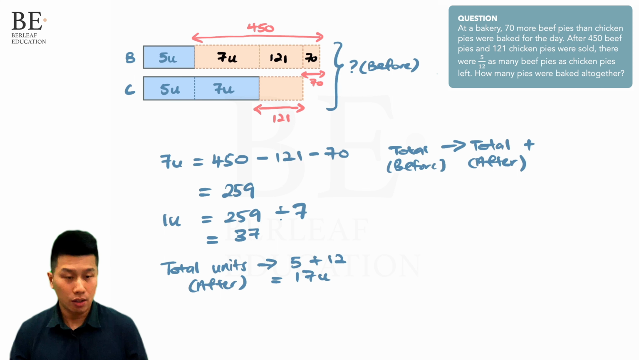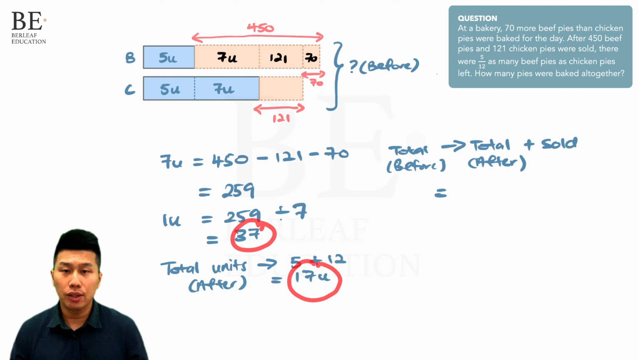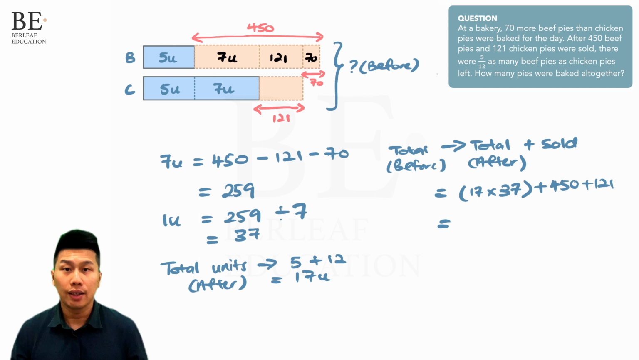Okay, so let me write it down. 17 units plus 37 times 37 would give us what is remaining, and 450 plus 121 gives us what was sold, giving us in total 1200 pies. And there we go. This is how we solve this question.